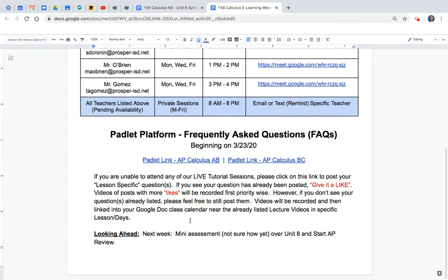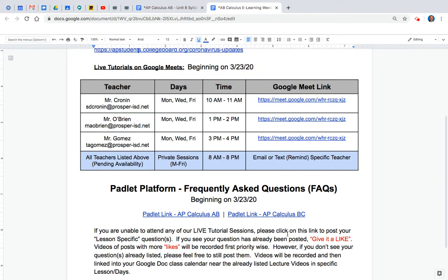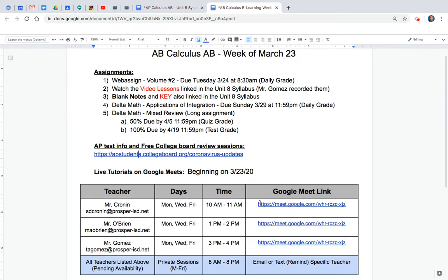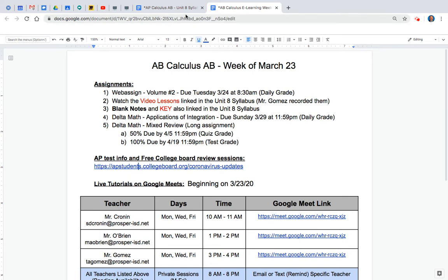And then last but not least, looking ahead, we have a mini assessment that's going to be like a small little test for Unit 8. We know the AP exam will not consist of Unit 8 questions. However, through College Board, we're still encouraged to teach Unit 8 because you will need that stuff for college. So Mr. O'Brien and I are coming up with an assessment in that regard. Please make sure that you do, in fact, learn all the material that is needed for Unit 8.